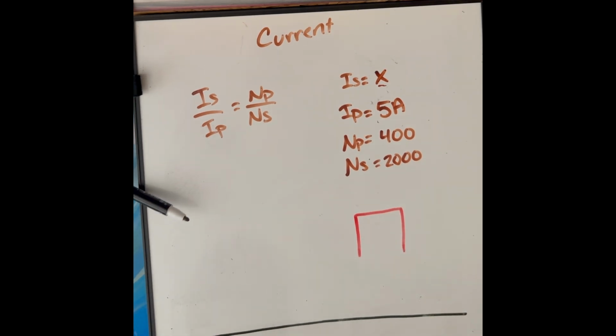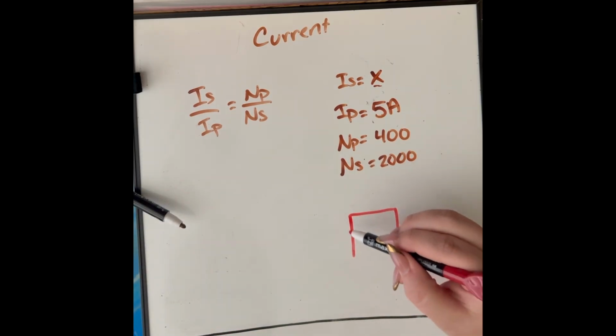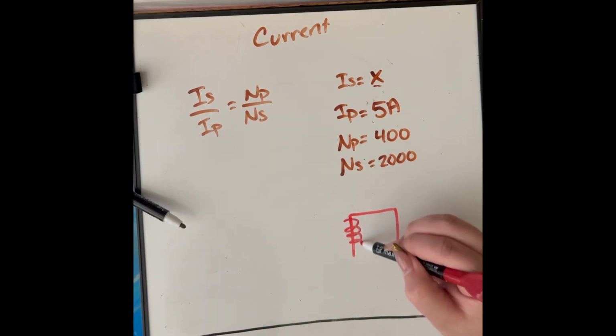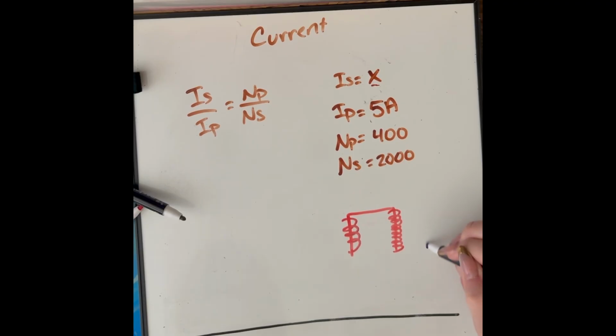Based on the things I just said, my number of windings on the primary side, which is always going to be this side, is 400, and on the secondary side, it's 2,000. So a lot more windings over here. So I should expect this to be a step up transformer. Why do I expect that? Because my number of windings on my secondary side is higher. So I would expect if we were solving for voltage, it would be higher.